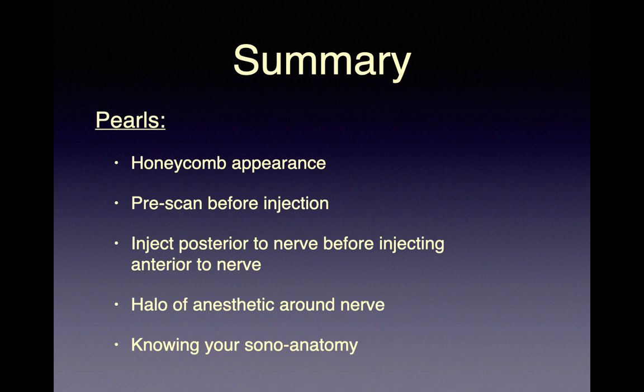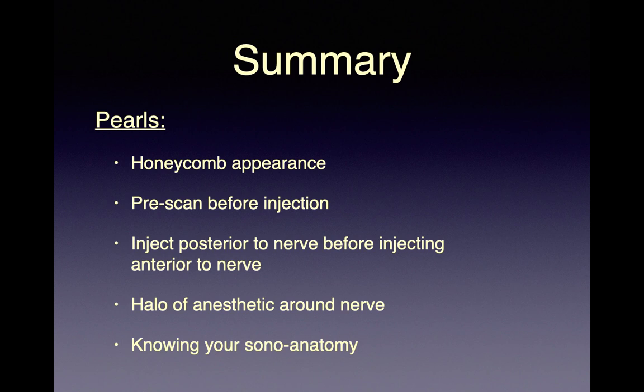To sum up everything we discussed today, I've divided the summary into two slides. The first slide discusses the pearls. Please remember, nerves of the forearm have a honeycombed appearance because the nerves are hypoechoic and the epineurium surrounding it is hyperechoic. Secondly, I recommend that you scan the entire length of the forearm to evaluate the patient's underlying anatomy, as well as locate the best location to inject your anesthetic before proceeding with the procedure.